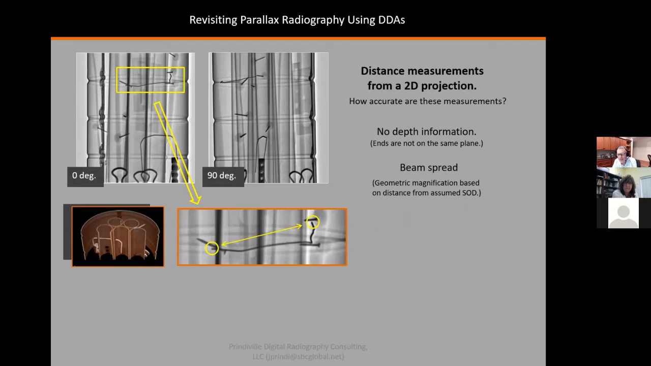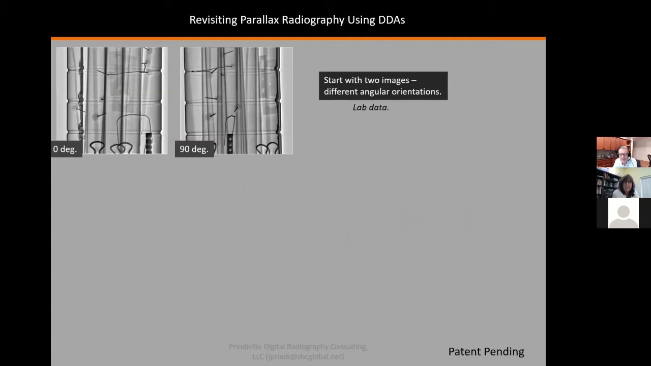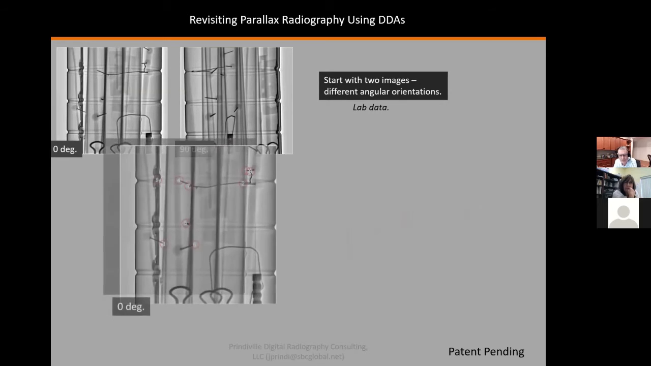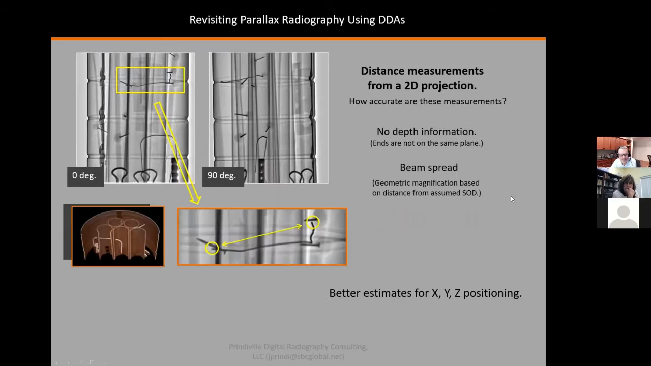And again, like I said, we have no depth information. The beam spread, we don't know what it is in there. We can get better estimates for X, Y, and Z positions. So let's start with 2 images. In this case, let's say 0 and 90. That's what we've got. And I'm going to flag these. Oops, sorry.